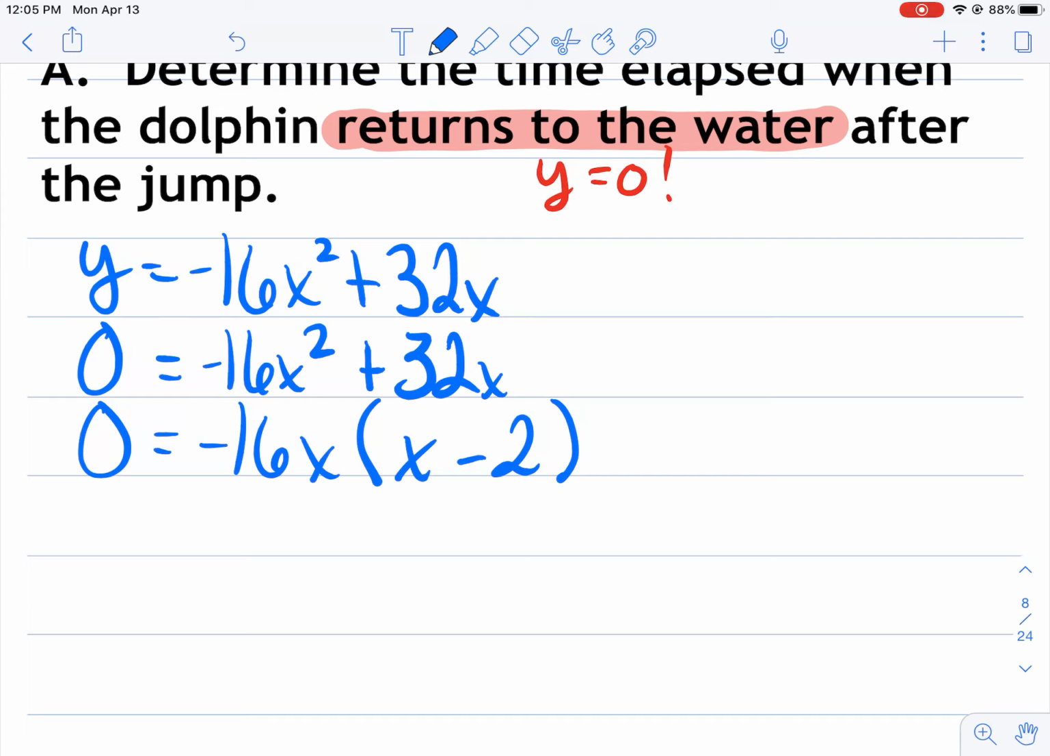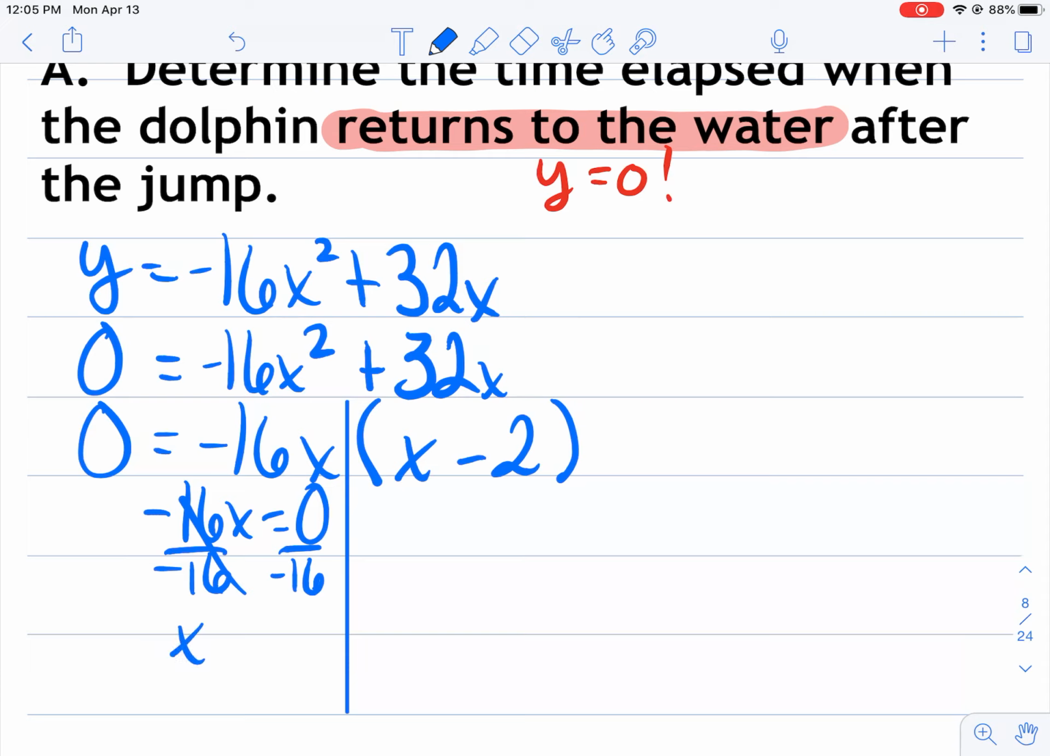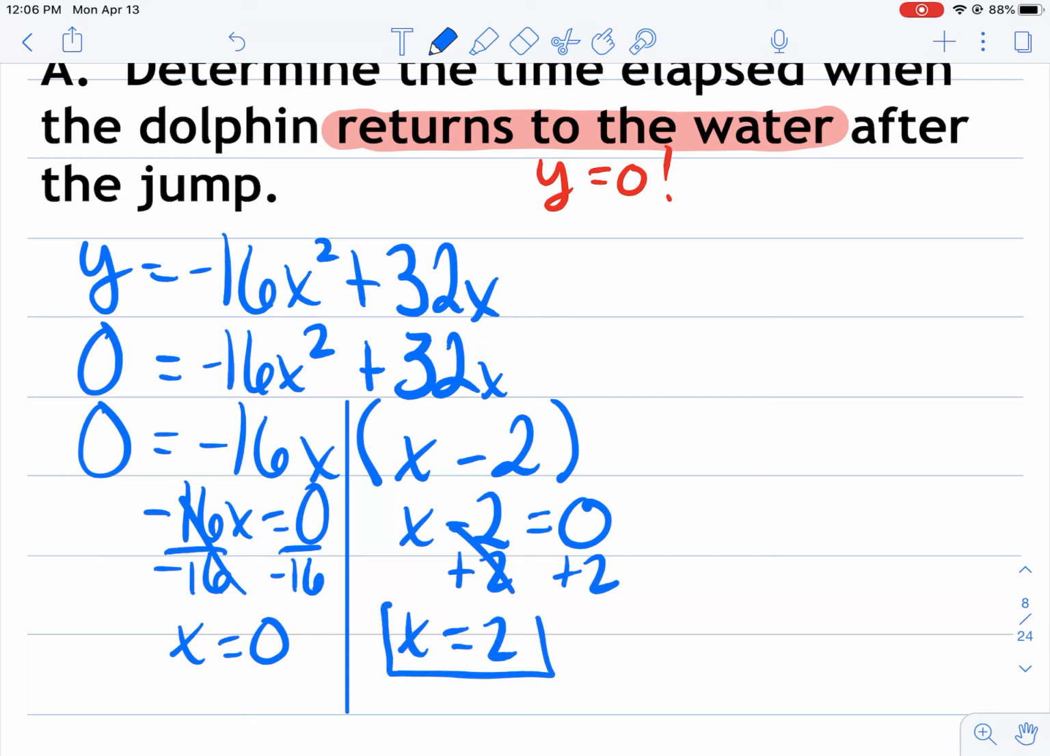All right? And then all I have to do now is set each factor equal to 0 and get my solutions. So negative 16x equals 0. So divide by negative 16. I get x equals 0, which makes sense. The dolphin should have been in the water at time equals 0. So that's my first time that the dolphin's in the water. Okay, over here on this other side, x minus 2 equals 0. Add 2 to each side. I get x equals 2. So the dolphin returned to the water in 2 seconds.